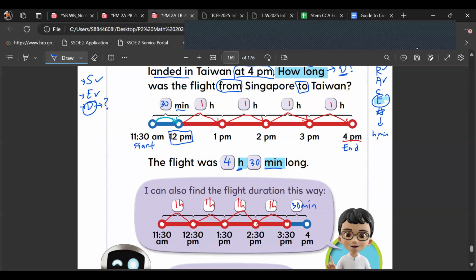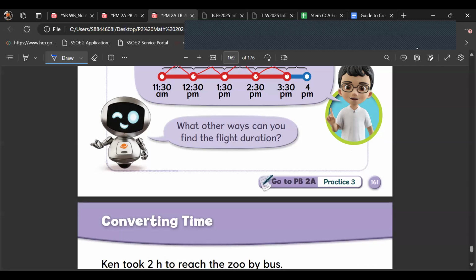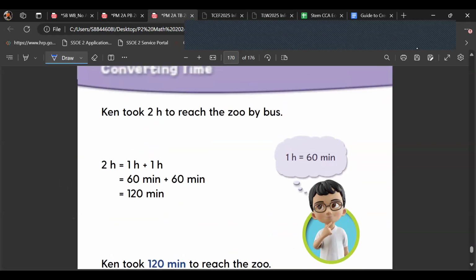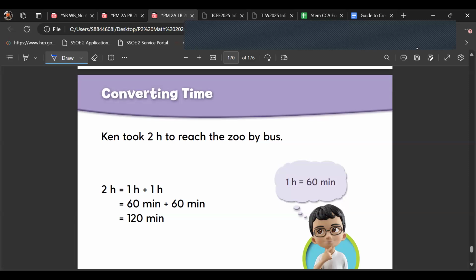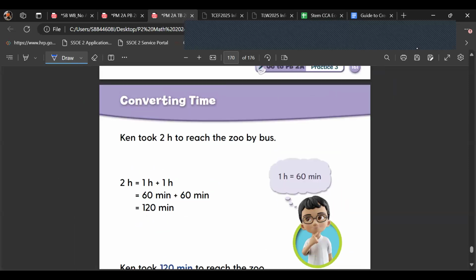Okay, with that, we move on to the last part of the chapter, which is this part called converting time. So here you can see, this is the next page, page 162. On page 162, you can see how our friend converts time. This is very important. I'll put a double star here. That 1 hour is 60 minutes, and we already know that, correct? Yes.